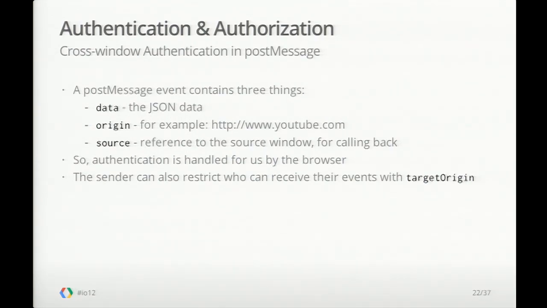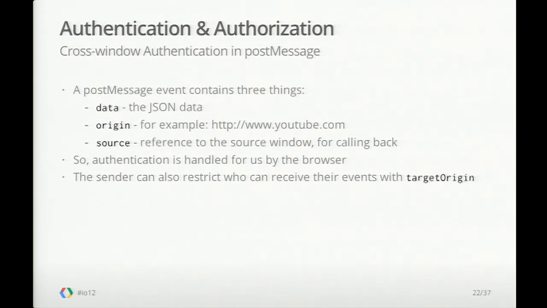There's also some authentication that happens between the windows themselves. This is mostly handled for us by the browser. To explain how this happens, let me show you what a post message contains. It contains the data, which is the JSON data that comes from the other window; the origin, which is populated by the browser and indicates which domain sent the post message; and the source window, which is just a reference to that window. So the receiving window can then send post messages back to the sender.